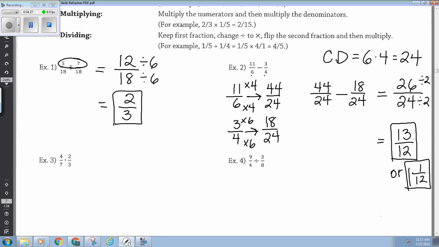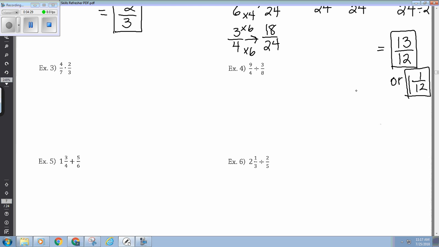Let's go to multiplying. Now, multiplying. The denominators do not have to be the same. You can just do the problem. The denominators do not have to be the same. But when it comes to multiplying fractions, you simply multiply from left to right. You go straight across. So you go straight across from left to right.